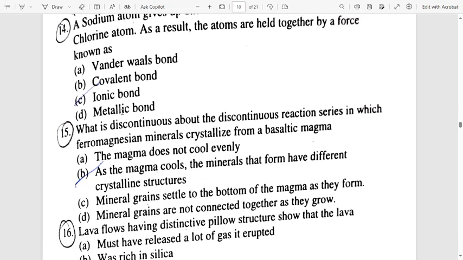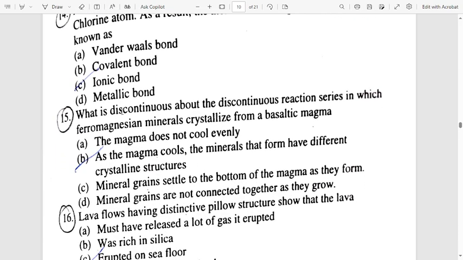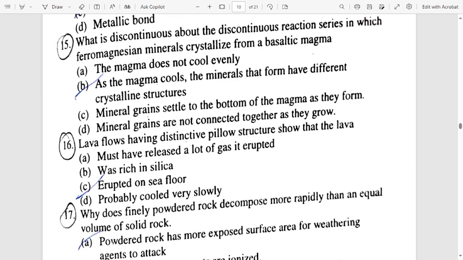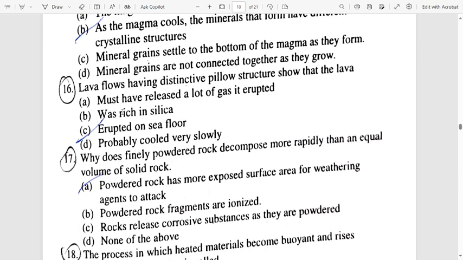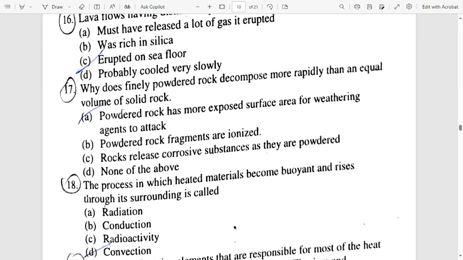What is discontinuous about the discontinuous reaction series in which ferromagnesian minerals crystallize from a basaltic magma? As the magma cools, the minerals that have formed have different crystalline structures. Lava flows having distinctive pillow structure show that the lava erupted on the seafloor. Why does finely powdered rock decompose more rapidly than an equal volume of solid rock? Powdered rock has more exposed surface area for weathering agents to attack.